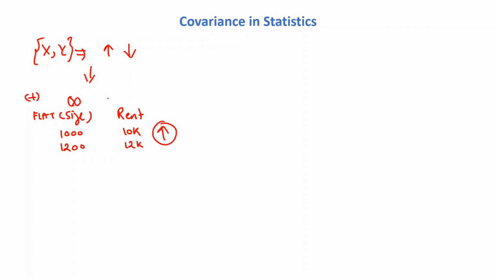This is your x variable, this is your y variable. So we can say that x is proportional to y. It means when x increases, y also increases, or if x decreases, y also decreases. This is called a positive relationship.